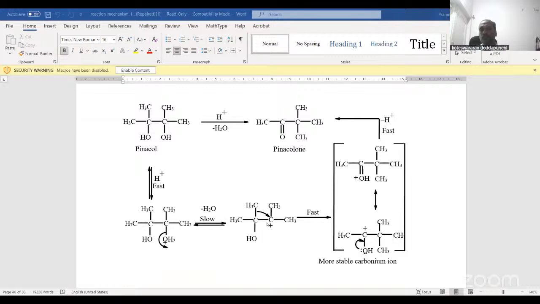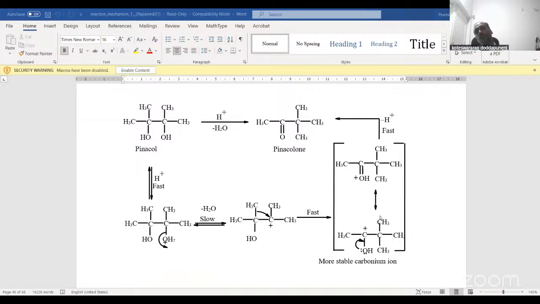The methyl group is rearranged from the third position to the second position. That leads to the formation of this carbocation. This is the more stable carbocation because of the plus inductive effect of the methyl group. Whenever this positive charge moves to this carbon, the OH group has two lone pairs of electrons. They can donate that electron density to the electron deficient carbon to get more stability.